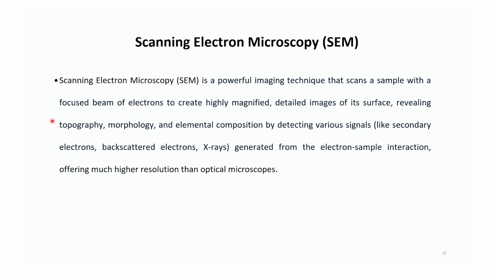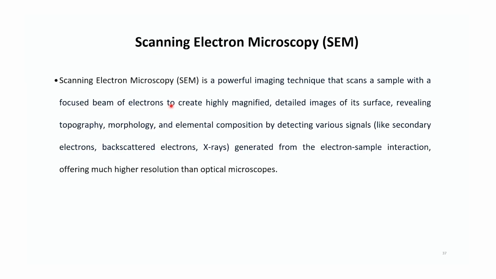This reveals the topography, morphology and elemental composition by detecting various signals like secondary electrons, backscattered electrons and X-rays generated from the electron sample interaction, offering much higher resolution than optical microscopes. So, you are getting images that are generated from the electron sample interaction. There is an electron beam falling upon your sample and the electron sample interactions are going to generate 3D highly detailed topographical images of your sample, which offers much better resolution than optical microscopes in which light is falling on your sample.